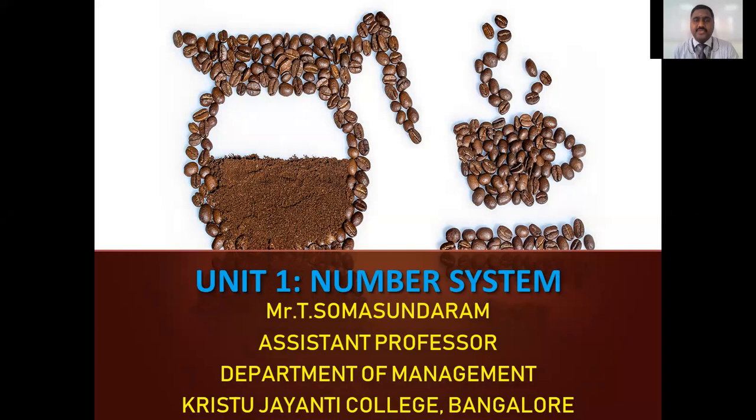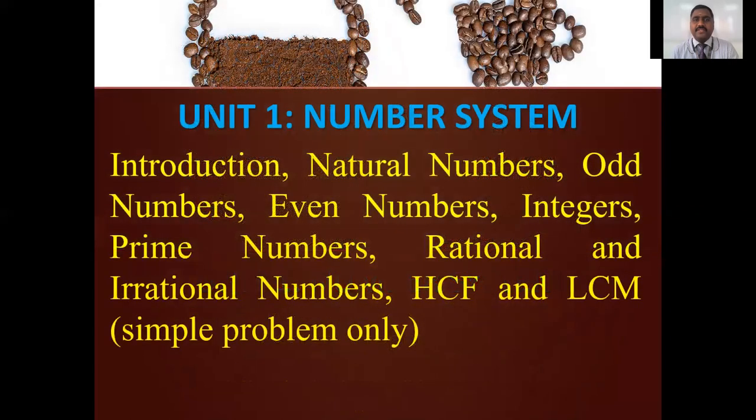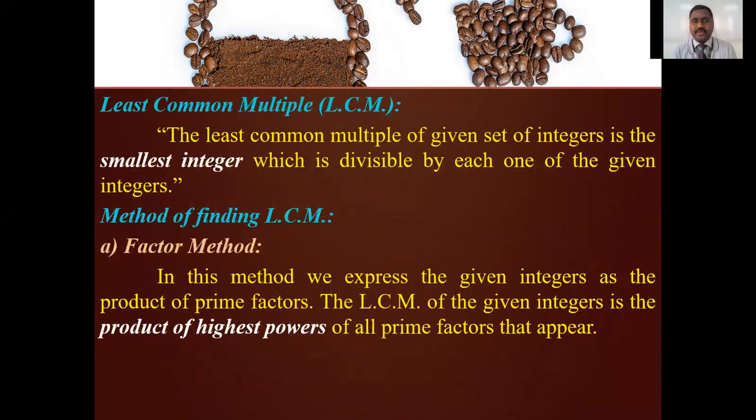So in the previous sessions, we discussed what the number system is, what the different types of numbers are, and then we discussed how to find the highest common factor for the given problem by using the factor and division method. And in this video, we are going to cover LCM. LCM is least common multiple.